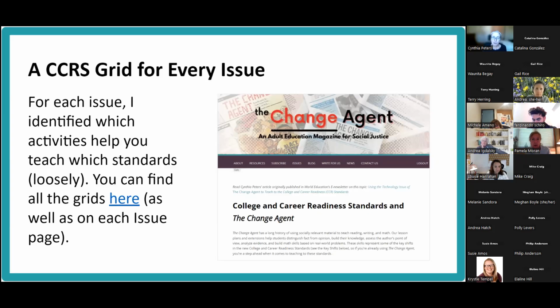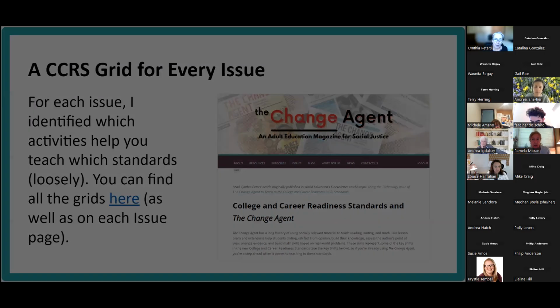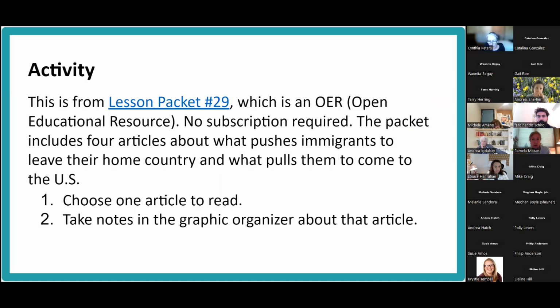And for each issue of the change agent, I create a grid which points you to which articles and activities are aligned to which standards. So that's another resource that I hope is helpful. Okay, so any questions about those standards or about anything that I've talked about so far?